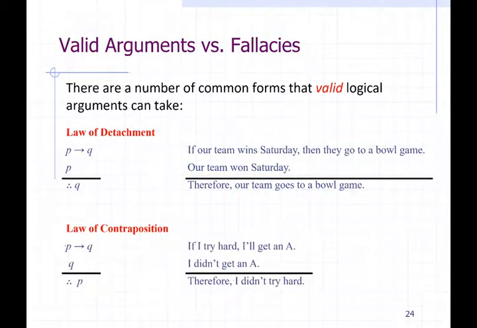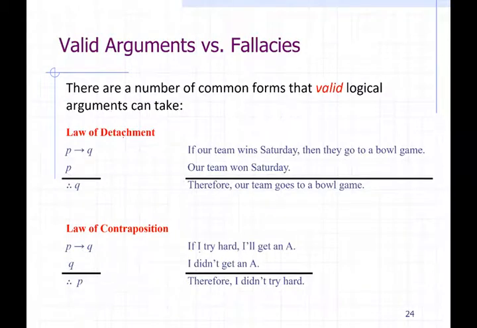Okay. The law of contraposition. P implies Q and not Q. Therefore, not P. So you see the law of detachment and the law of contraposition, just the P and the Q are switched. In the law of detachment, P is a premise and Q is the conclusion. And if not Q is the premise and not P is the conclusion, we call it the law of contraposition.